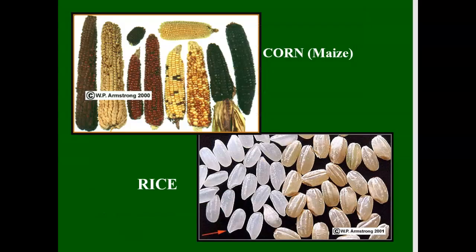Corn is also a grass, as is rice, and these two feed a tremendous amount of people. All of these plants of the grass family feed a majority of people. Every day people are eating one or more of these grains. We really depend on these.